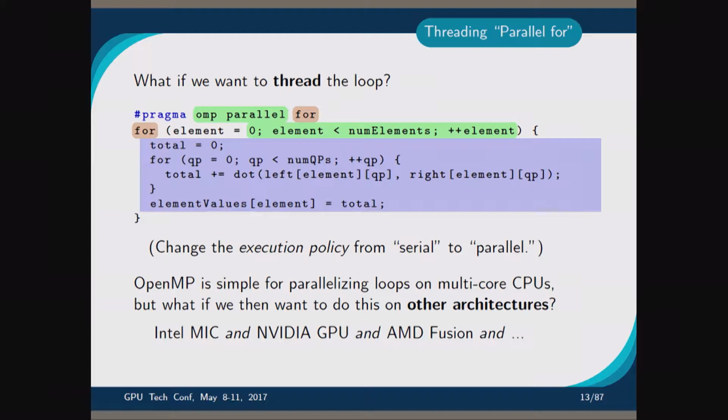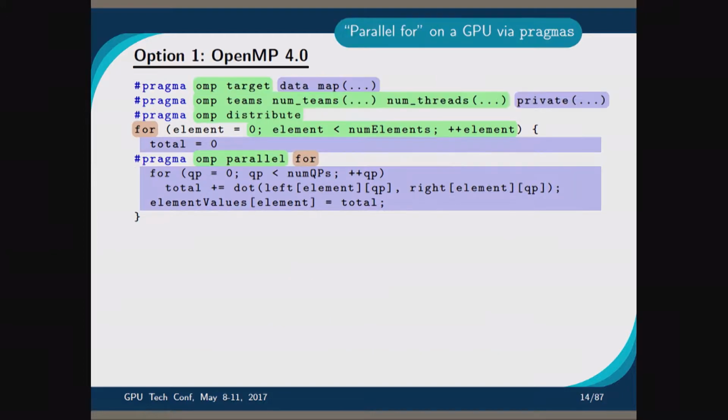But what if we want to do this on some other architecture? If you want to do a parallel for using the OpenMP 4 standard, and you want to take that simple loop and change the policy so you can offload it to a GPU and run it, now we start stacking up all of these pragmas. How do we map it onto the target?